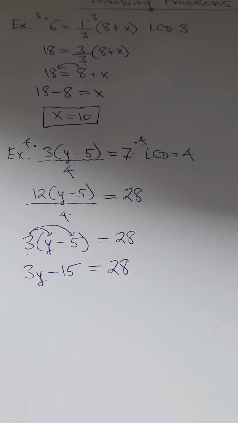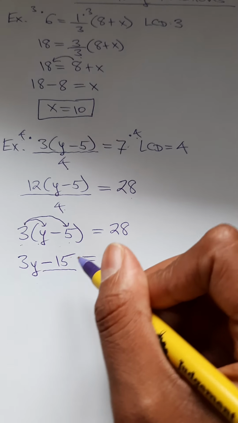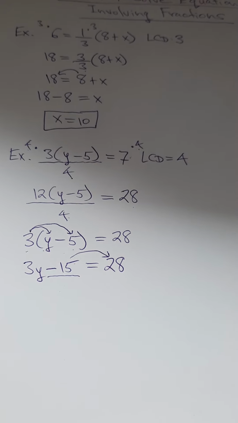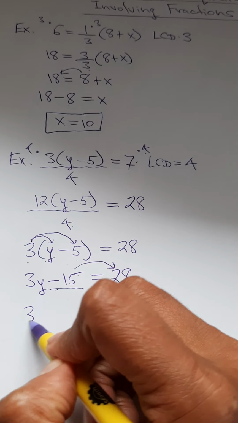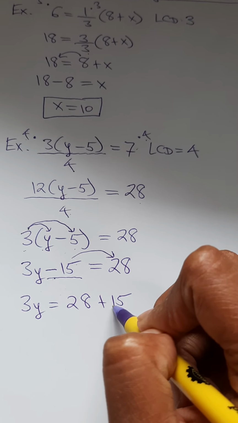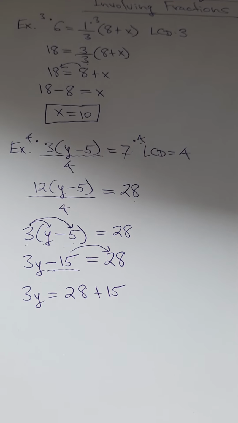Okay, and one more time, we're going to basically take this negative 15 to the other side. Okay, make sure just like in integers, I have to take the sign that is in front. So I'm left with 3y equals 28 plus 15. Okay, there's no need to write two signs here. We're just going to leave it like this.